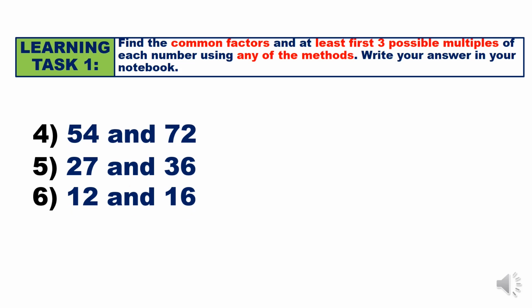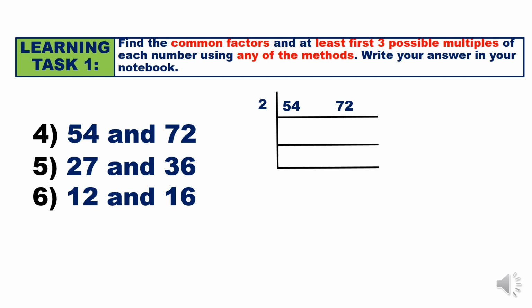Let us answer number 4, 54 and 72. Ang 54 at 72 ay divisible ba ng 2? Yes. 54 divided by 2 equals 27. 72 divided by 2 equals 36. Divisible ba sila ng 2? Hindi. Ng 3. Yes. 27 divided by 3 equals 9. 36 divided by 3 equals 12.